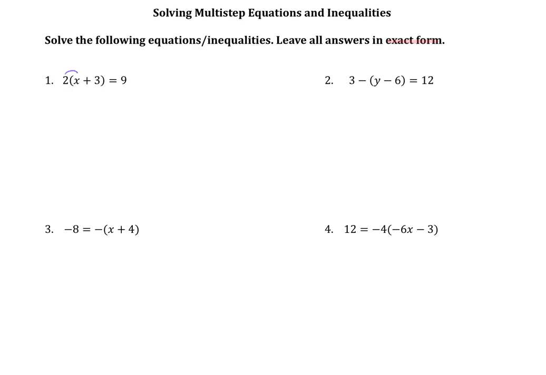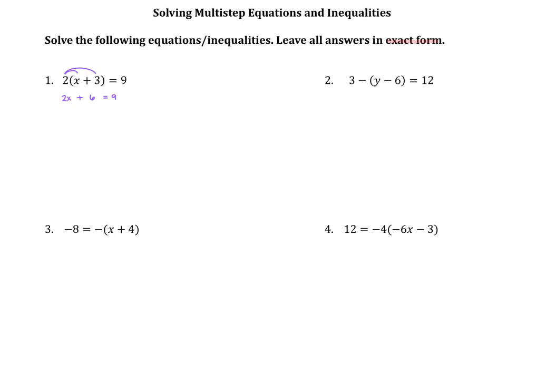So 2 times x gives me 2x. 2 times 3 gives me 6. That is fully simplified because I cannot combine them. They are not like terms. I'm going to bring down my equal sign, and I'm going to look to see, can I simplify my right-hand side? And in this case, I cannot. It is already fully simplified, so I bring down my equals 9.